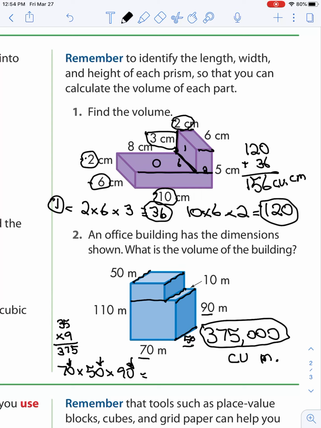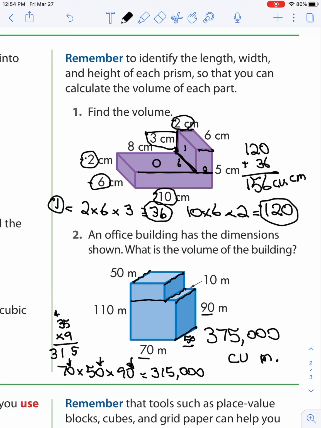Oh, wait, I take that back. I got a little ahead of myself here. This is the final answer. I didn't really do this math right. 5 times 9 is 45. Add a 4 up here. 9 times 3 is 27. And 4 more makes 31. So this answer is 315,000. 3 zeros.